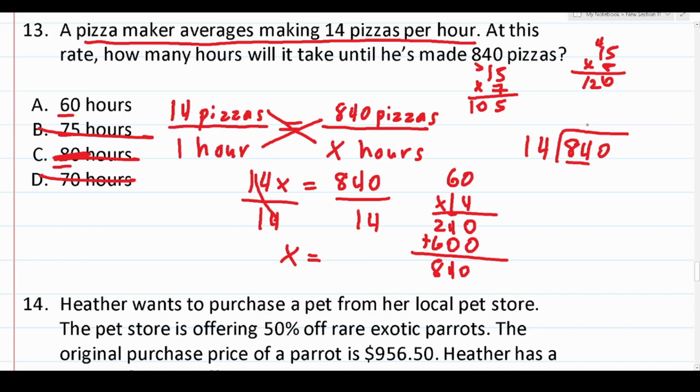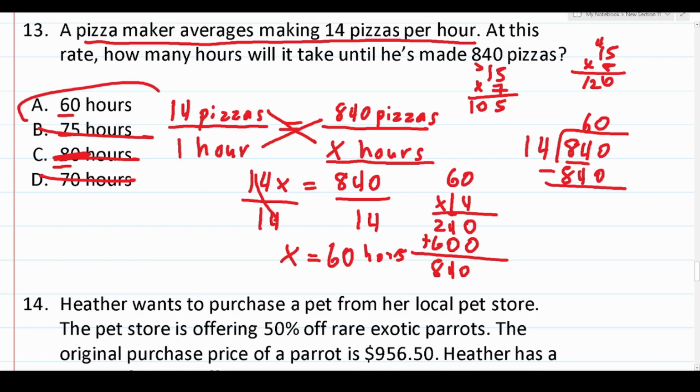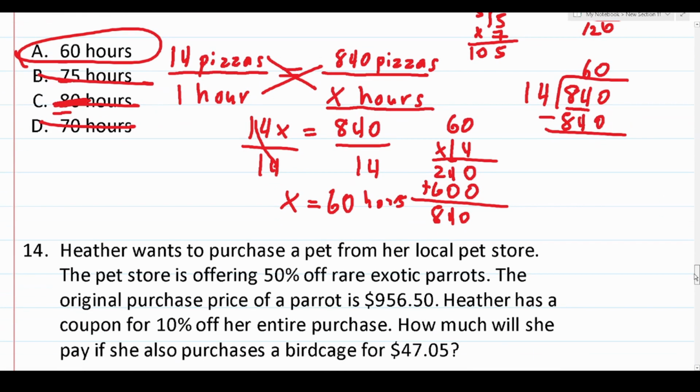Therefore, we know 14 times 60 is 840 with no remainder, which means it takes this pizza maker 60 hours to make 840 pizzas. If you're not sure what units to put, just look back up at your original proportion. We can see X goes with hours. So this is 60 hours to make those 840 pizzas. And we solved it using this little proportion here. Okay, so let's move on to number 14.